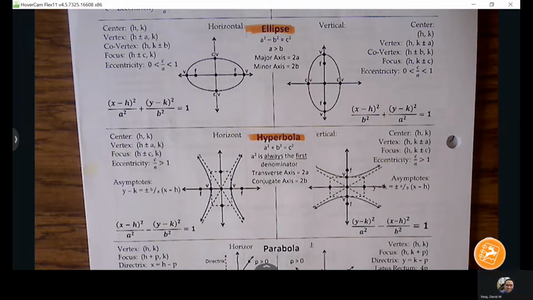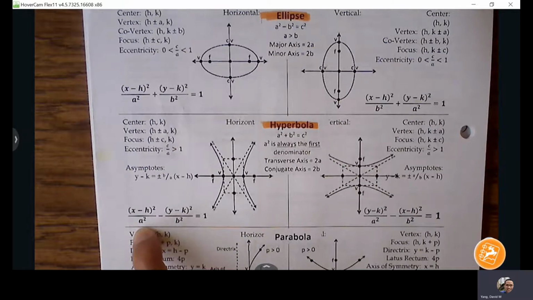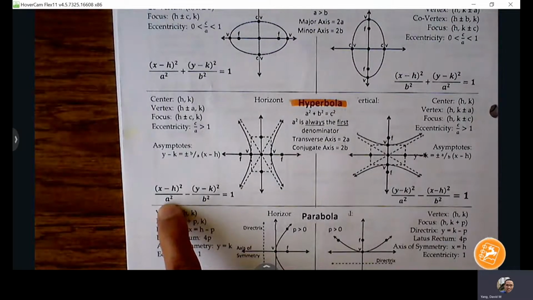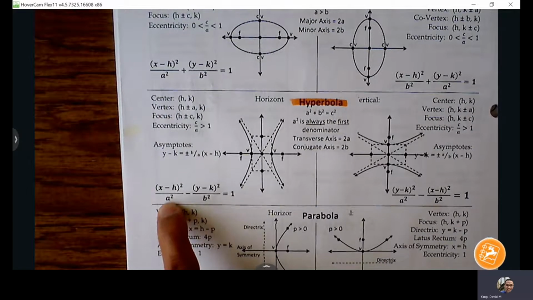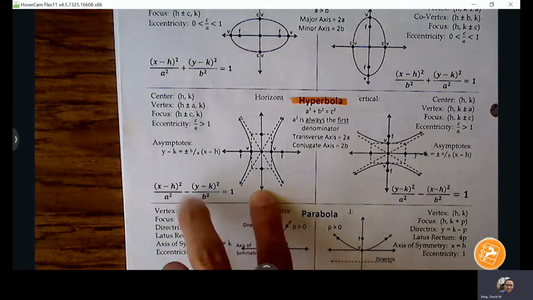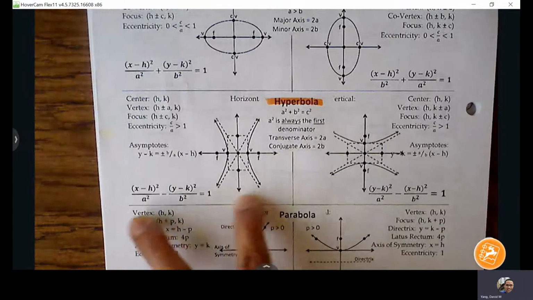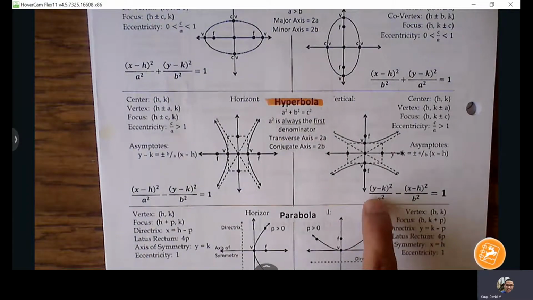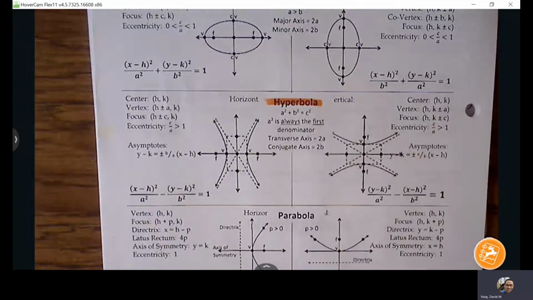For hyperbolas, we don't care about which one is larger. We care about which one is first, which one is positive. Whichever comes first as a positive term is going to be your a value. So if your x is positive, then your a is going to be moving left and right. That means you're dealing with a horizontal transverse axis. If your y is first and positive, that means the number underneath is the a value, and that's going to tell you how many units to count up and down from the center. Then you'll be dealing with a vertical transverse axis. Okay.